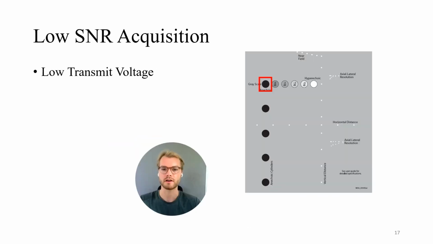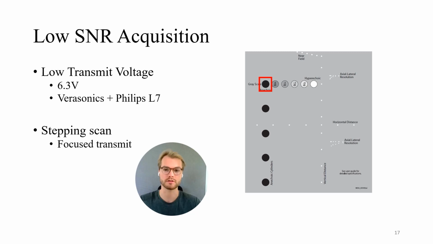We now consider a phantom acquisition where we have transmitted with a low pulse voltage of 6.3 volts on the Vrålstad system using a 1D Philips L7 probe. We used a stepping aperture scan with focused transmit and image depth indicated. Before we show the results, let us investigate why spatial weighting is important for signal-to-noise ratio.